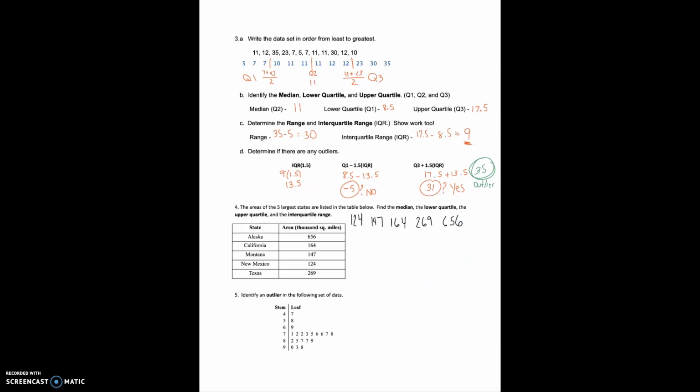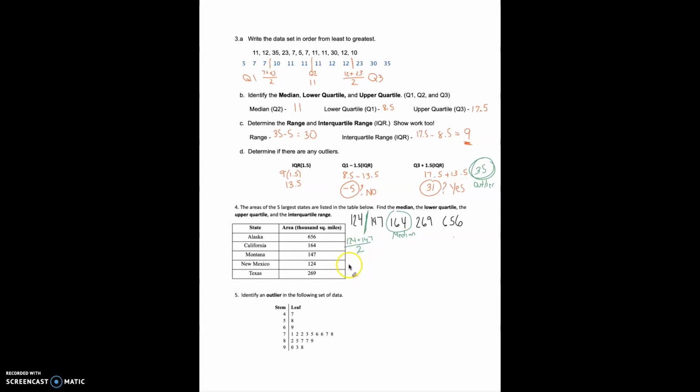So what is the median going to be? Our median is 164. So I'm just going to put MED there. Actually, I'll write the whole thing out. All right. Our lower quartile, well, it's going to be what is between 124 and 147. So we have to add those up and divide those by 2. This will be our lower quartile.